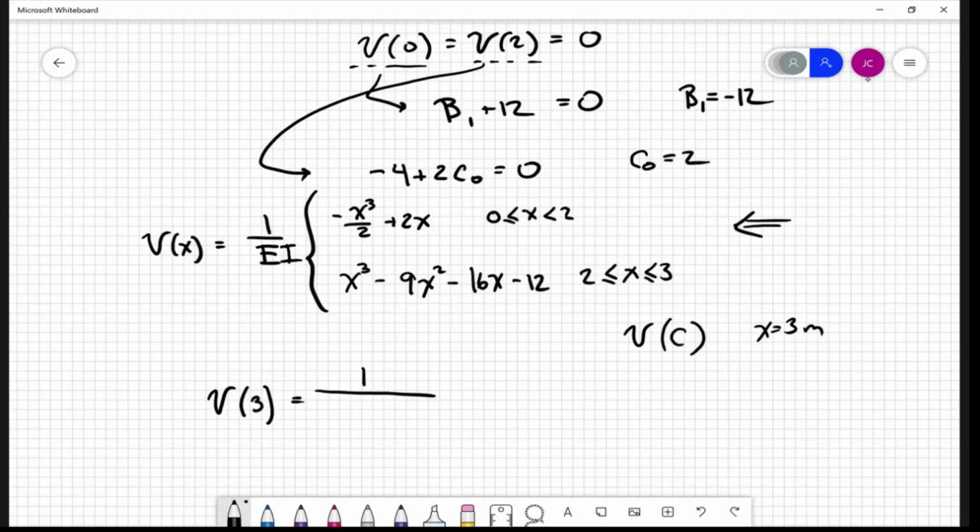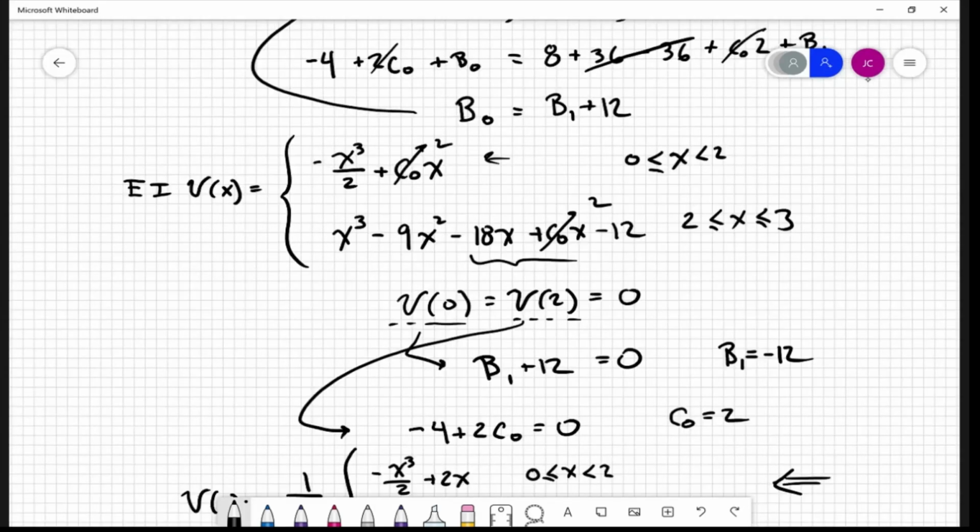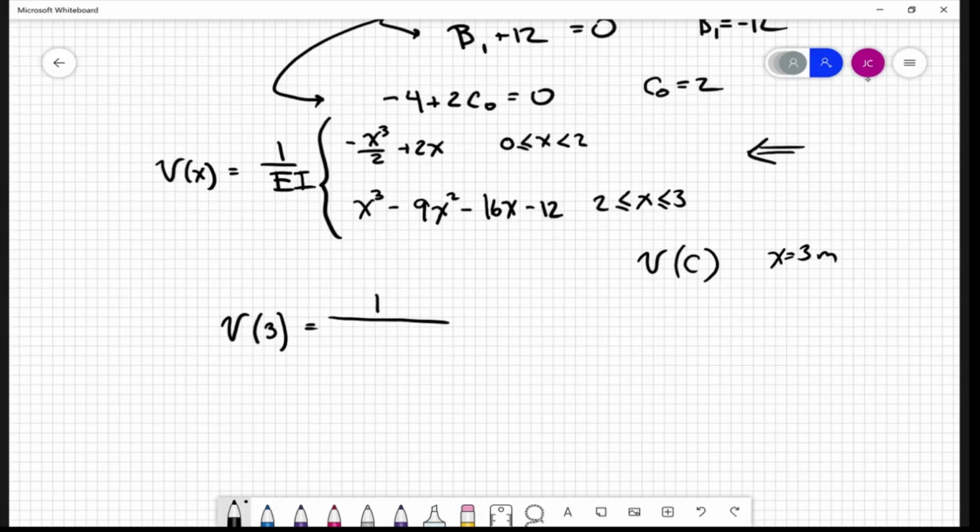E is 200 gigapascals, right? So E is 200 gigapascals. And then I, what is I? Let's calculate it. 100 millimeter diameter shaft, right? So that means 1. It's J, we'll divide it by 2 to get I. So I is 4.91 to the minus 6.